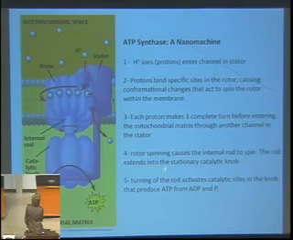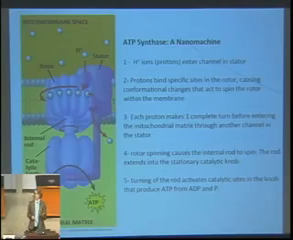And the rod extends into the stationary catalytic knob. So this part isn't spinning down here. This is actually stationary. But it's the turning of the rod that, again, through conformational changes, activates the catalytic centers in these catalytic subunits that then trigger them to generate ATP from ADP.